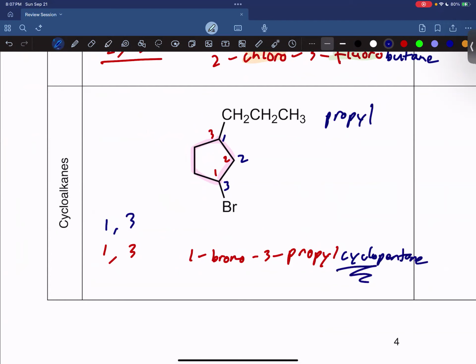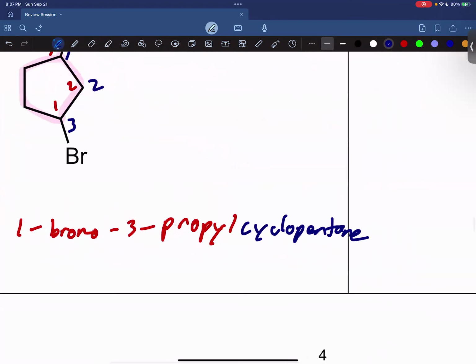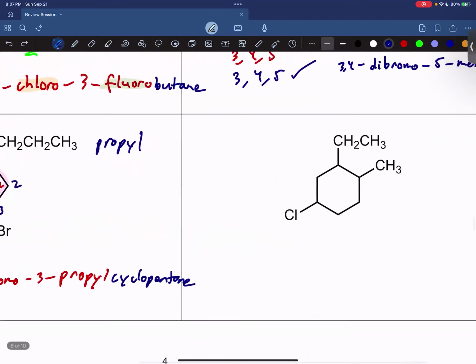Whenever it's a ring, you have to put cyclo in the front to indicate that it's closed. And then you put your regular name at the end. Sorry, my handwriting looks so bad in this. Cyclopentane. So your regular parent name after cyclo. But yeah, that's treated just as normal. The branches are listed just like how you would for a regular alkane. Not a huge difference there.